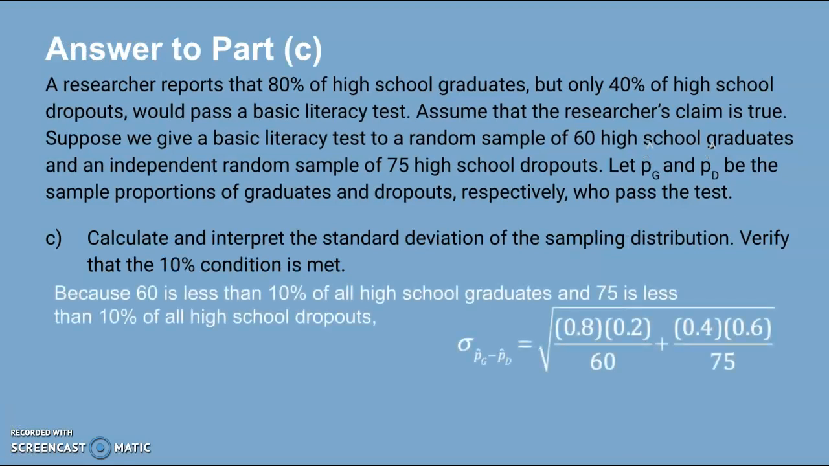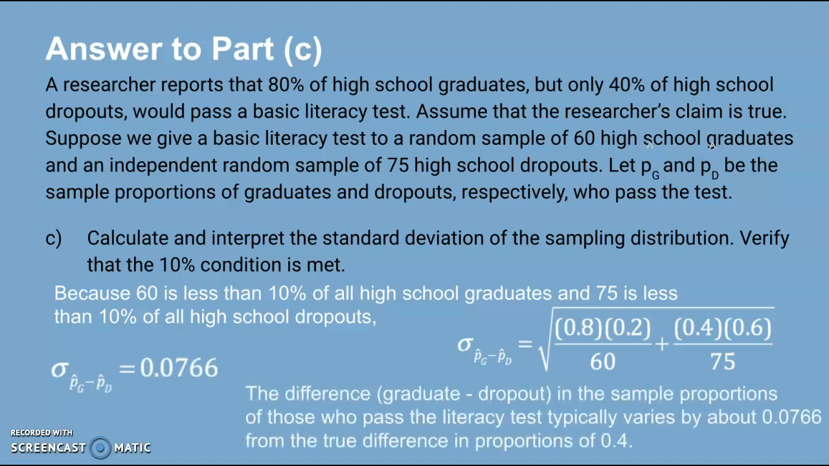All right, well, 60 is definitely less than 10% of all high school graduates, and 75 is definitely less than 10% of all high school dropouts, so the condition is met. You can use the standard deviation formula, which you see here. The value comes out to be 0.0766, and that means the difference, subtracting graduate minus dropout in that order, in the sample proportions of those who pass the literacy test typically varies by about 0.0766 from the true difference in proportion of 0.4.